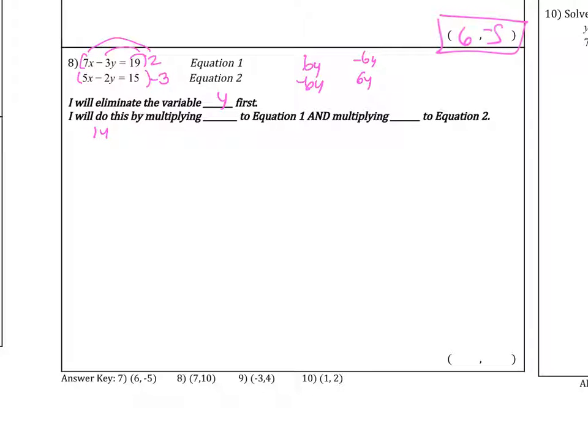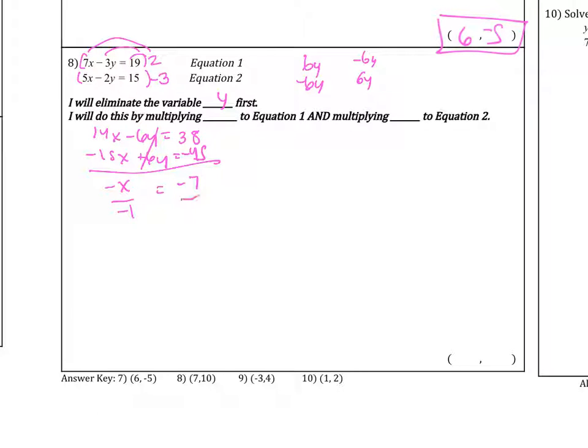So here's the first equation. 7 times 2 is 14x minus 6y equals 19 times 2, which is 38. Then the bottom is negative 15x plus 6y equals negative 45. Then we subtract. 14 minus 15x is negative x. The y's cancel. And then we're left with 38 minus 45. Well, that's negative 7. So we can't leave this negative x in front. You have to make it positive.